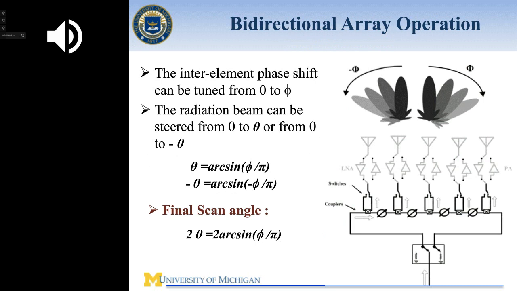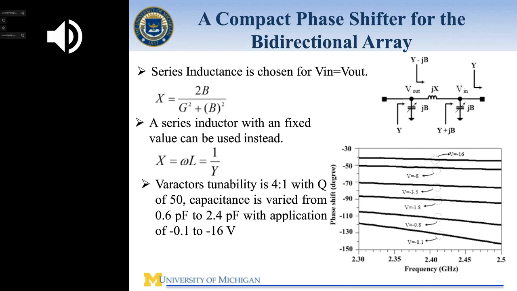So here I show how the signal direction changes, and by the way, this array can be used for both transmit and receive. And also, one could design a very simple phase shifter that is placed serially along the distribution line. In this case, we used two tunable capacitors and an inductor. So again, it is an external resonance type phase shifter, transforming the admittance Y plus jB, looking into the right, to Y minus jB. And by adjusting B, one can change the phase shift.